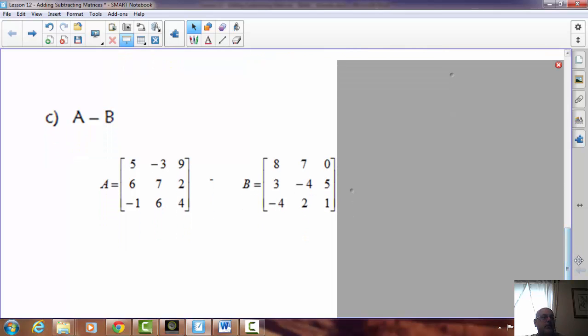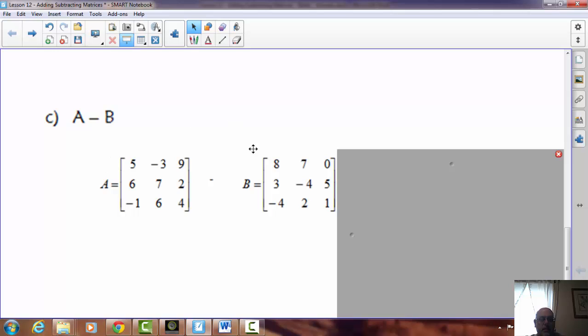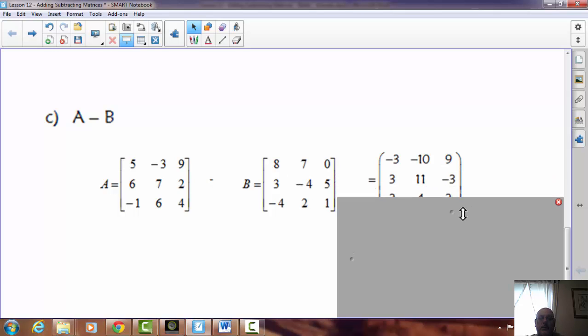Now let's look at subtracting two matrices. We want to take matrix A and subtract matrix B. So 5 minus 8 is negative 3. Negative 3 minus 7 is negative 10, and 9 minus 0 is 9, and there are the three elements in the first row. 6 minus 3 is 3. 7 minus negative 4, watch the double negatives, is 11.